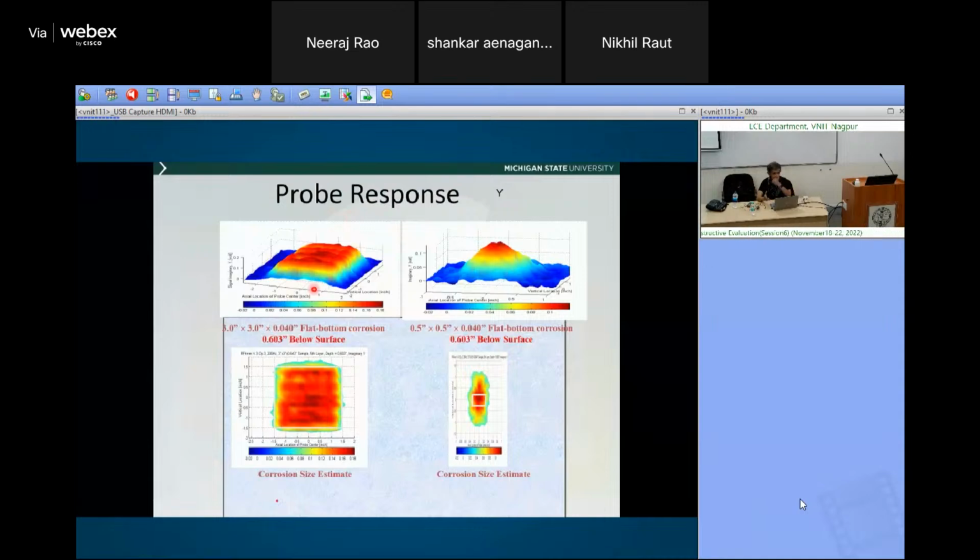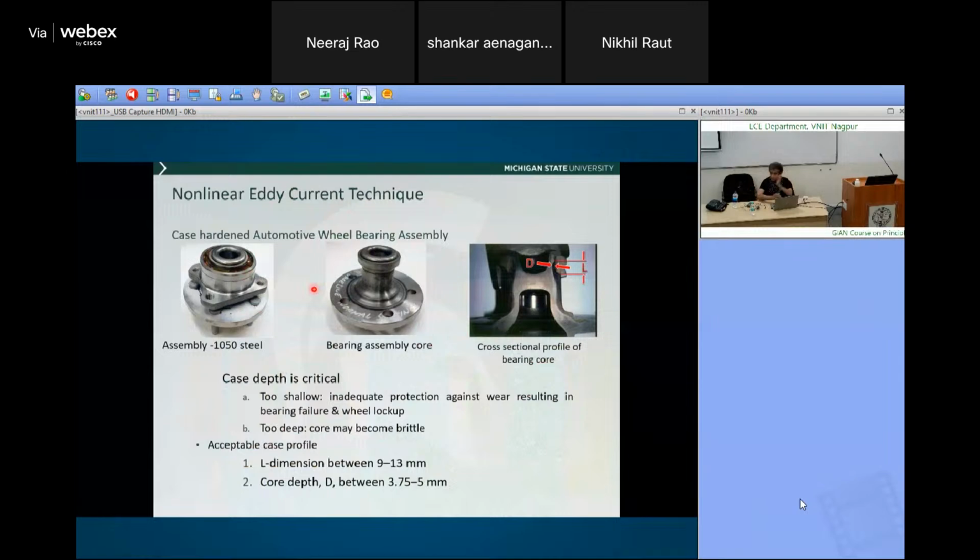So basically it shows that with the simple coil, you can have different coil designs and different modalities of operation. You can get a lot of information. One more modality is nonlinear eddy current.